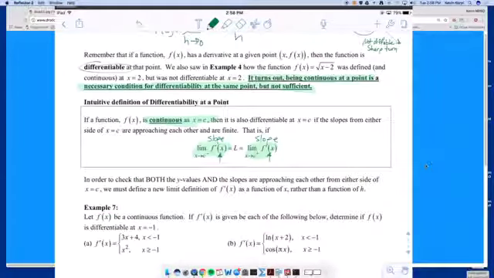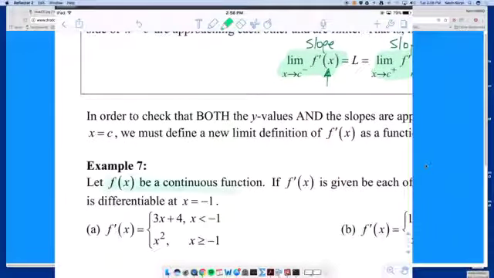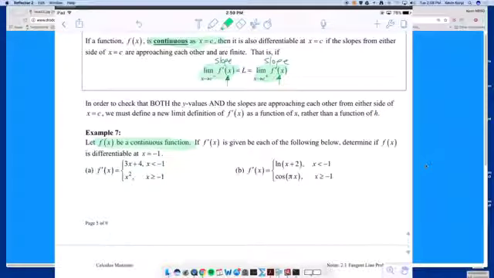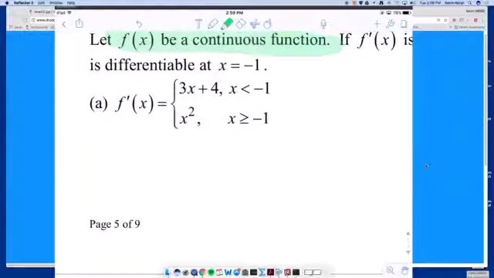All right, so let's go ahead and check out example 7 based upon this intuitive idea. Let f be a continuous function. If it says it's a continuous function, it means it's continuous where? Everywhere. It means for all x. If it doesn't specify, you can assume it means for all x. We want to then determine if each of these functions whose derivative is given are differentiable or not at x equals 1. So we know they're already continuous. Okay, that's good. They have to be continuous.